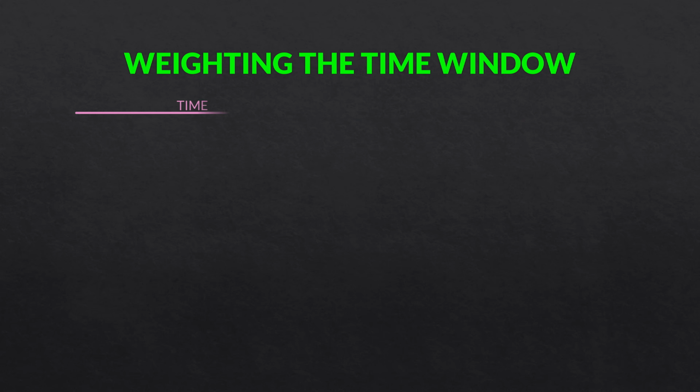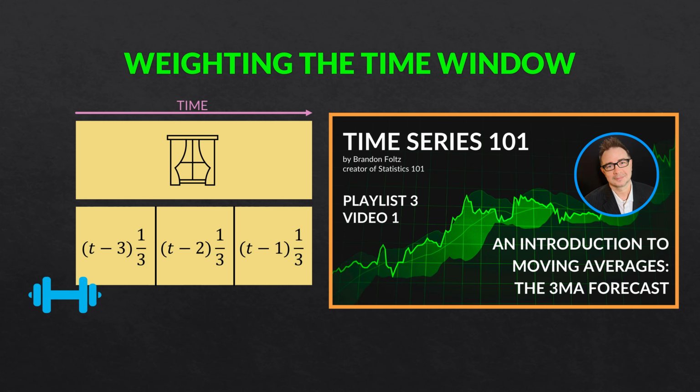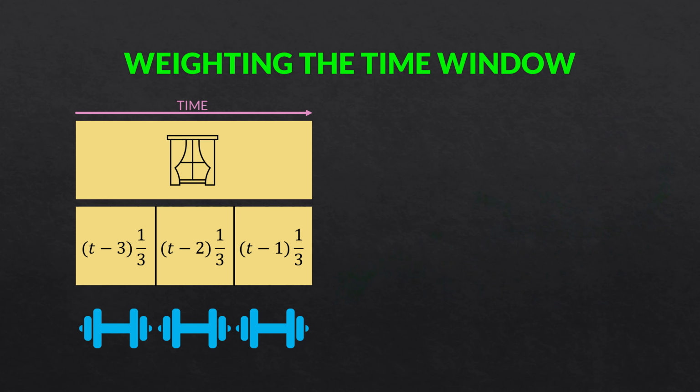So, weighting the time window. In that example in the previous video for the simple moving average, we had a time window that goes along with time, and then we weighted each prior value the same. So one period back was 1/3, the period before that was weighted 1/3, and the period before that was weighted 1/3. And then we summed up all of those, that became our forecast.